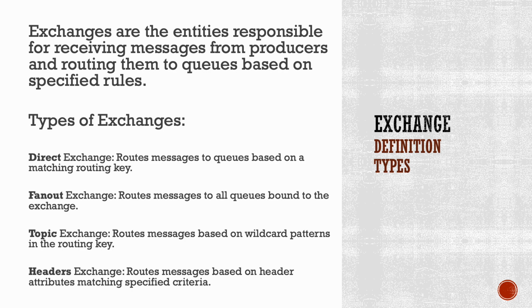Types of exchanges. RabbitMQ supports different types of exchanges to accommodate various routing scenarios. Direct exchange routes messages to queues based on a matching routing key. Fanout exchange routes messages to all queues bound to the exchange, regardless of the routing key. Topic exchange routes messages based on wildcard patterns in the routing key. Headers exchange routes messages based on header attributes matching specified criteria.